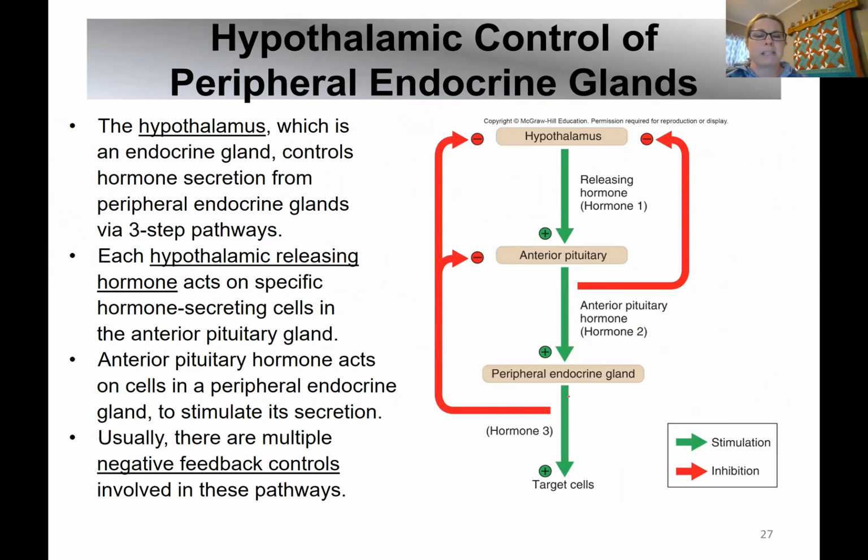Okay, so this is basically kind of what I just went over. So the hypothalamus is going to control secretions of the pituitary and the peripheral gland, like say the ovary or the kidney or whatever. Okay, so the hypothalamus is going to send a releasing hormone like GnRH, for example. And that's going to tell the pituitary to release growth hormone. And then growth hormone can travel to, let me see here.